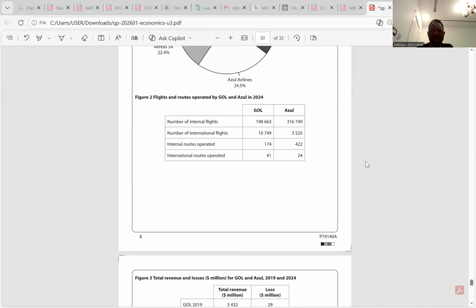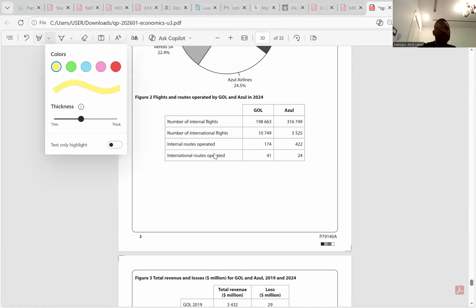So this is Gol, this is Azul. We have the number of international flights, the number of local flights, which is the same as internal flights. So the total number of international flights and local flights is 198,663 plus 10,749. So it's 209,412. That's the total number.